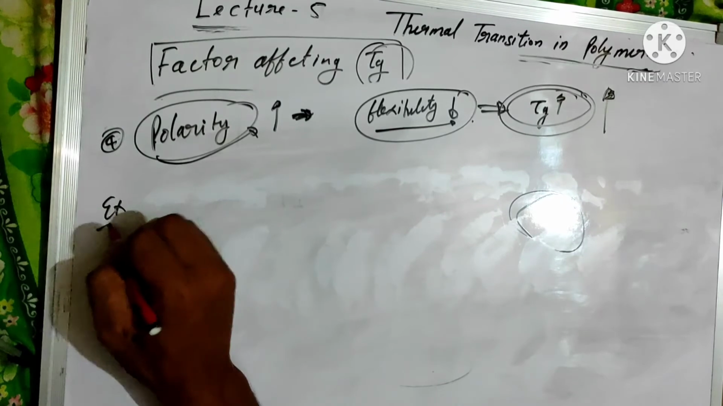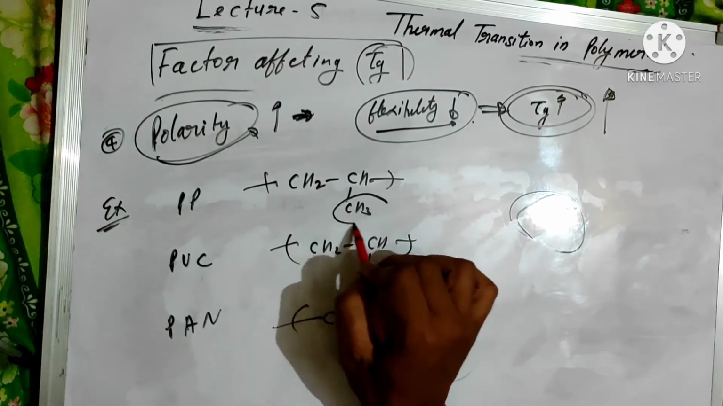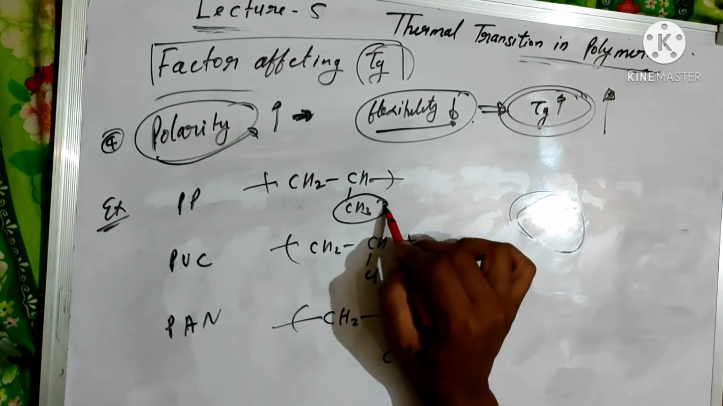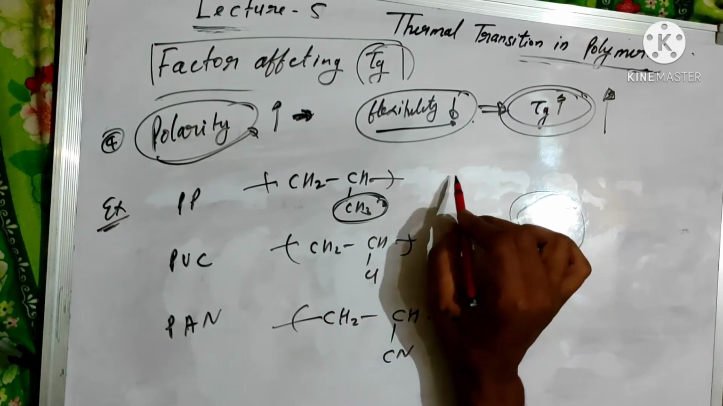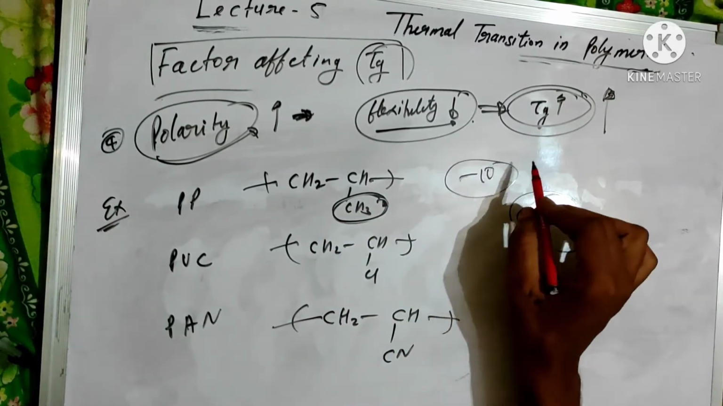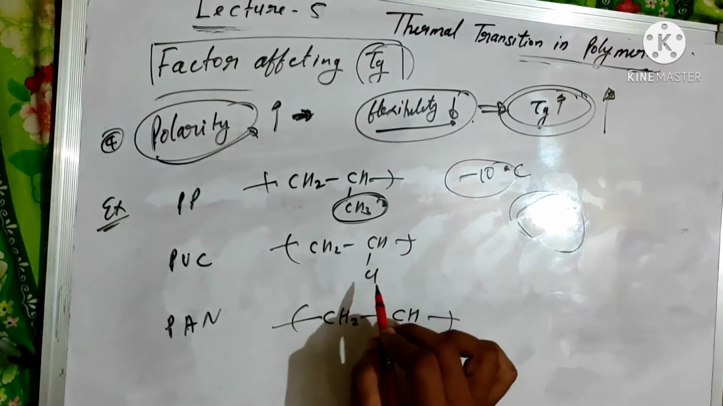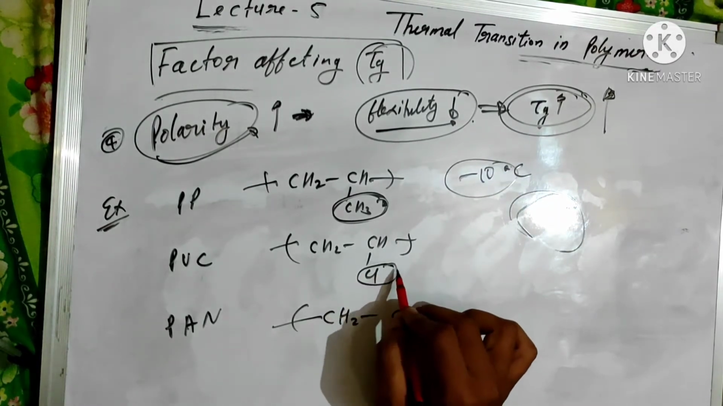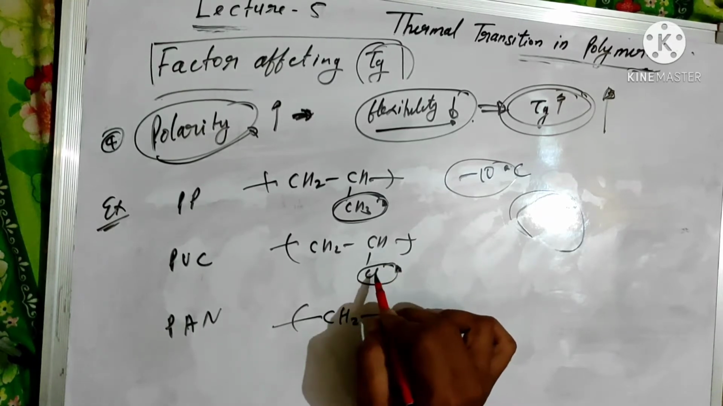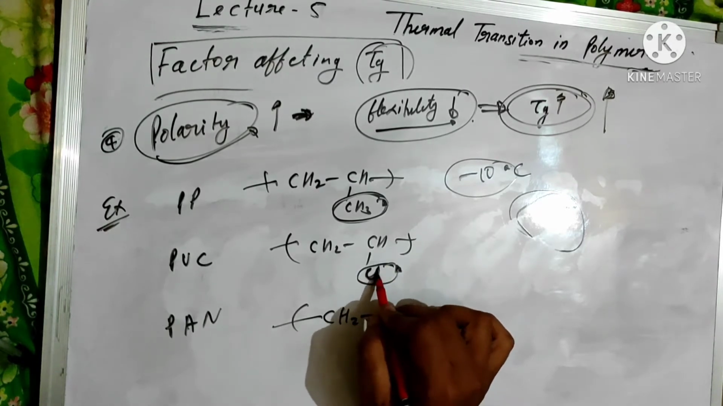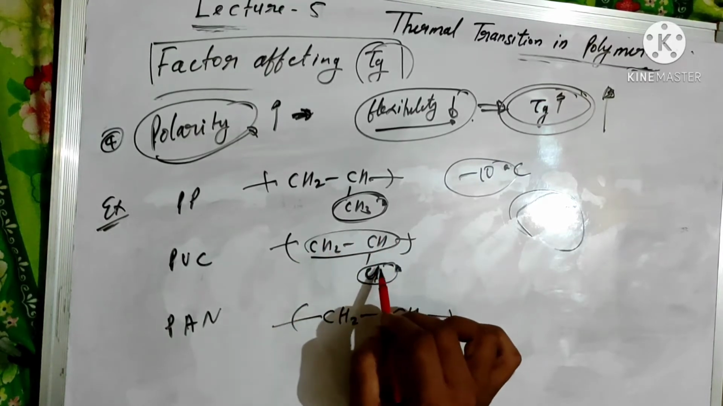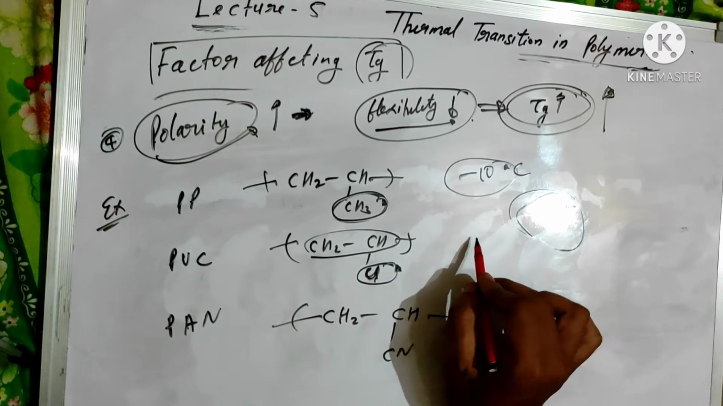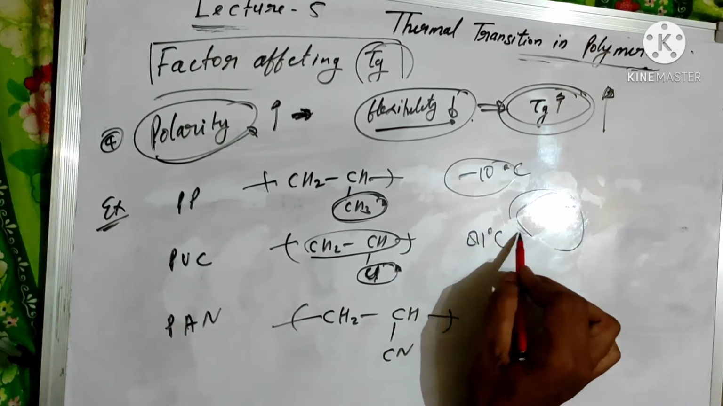For example, CH3 is a non-polar compound, so it does not show polarity. So their glass transition temperature is around minus 10 degrees centigrade. But the chlorine atom comes under the polar atoms. That's why introducing the chlorine atom in the repeat unit increases their polarity. That's why their glass transition temperature is 81 degrees centigrade.